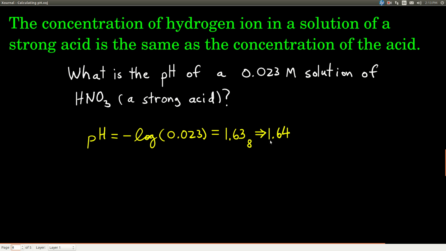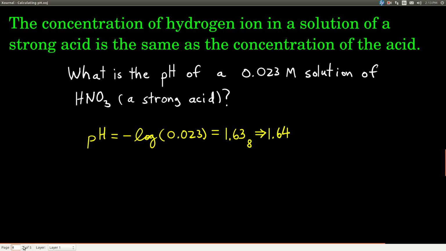Remember, the 1, because it's to the left of the decimal after we've taken the log, doesn't count as a sig fig. So we had 2 sig figs here in the 0.023, and we have 2 places past the decimal once we take the log. So it's the same thing as before. It's just that sometimes you'll be told the concentration of a solution of a strong acid, and then you get the pH just by taking the negative log of that number.